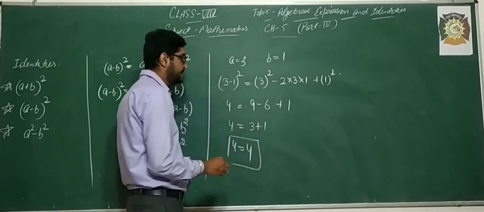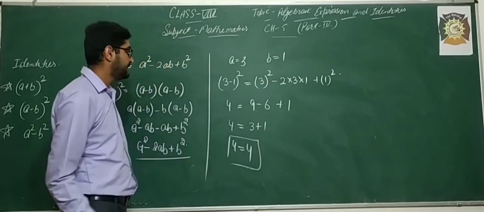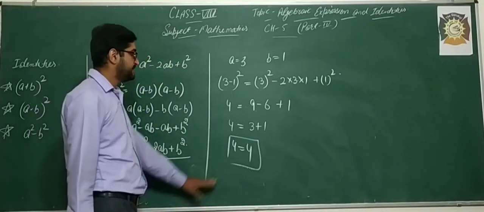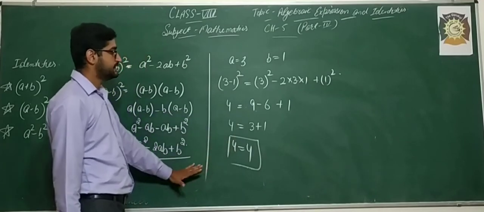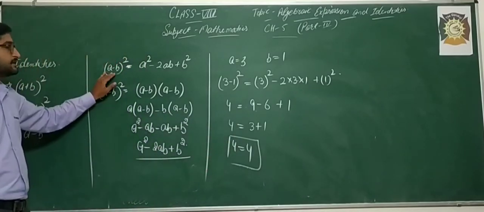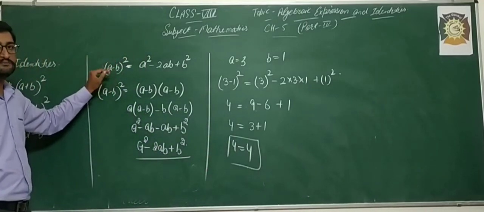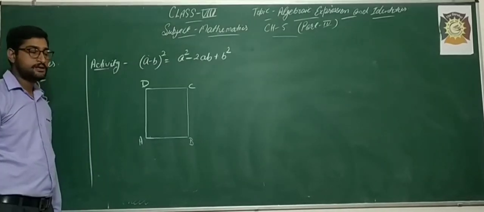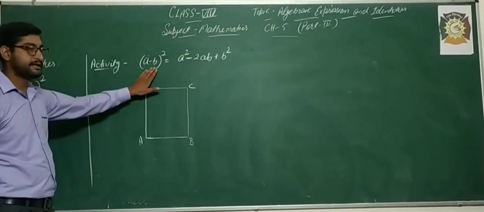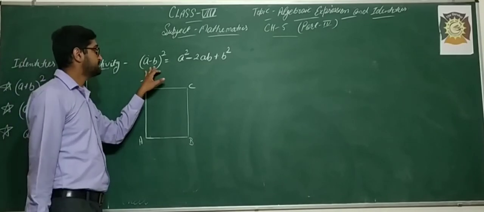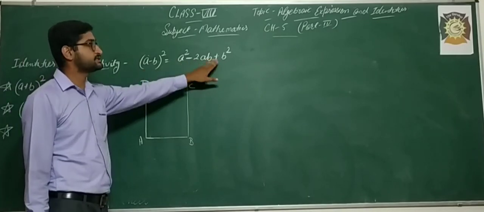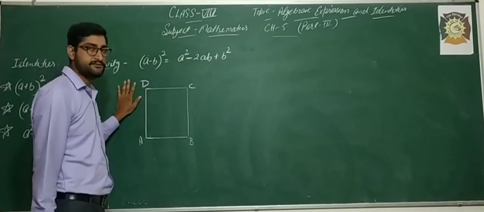Here you can see when we put the numerical value, both the values will be equal. So in this way you will get the answer of the identity (a minus b) square. Now we will discuss the identity (a minus b) square is equal to a square minus 2ab plus b square with the help of this activity.